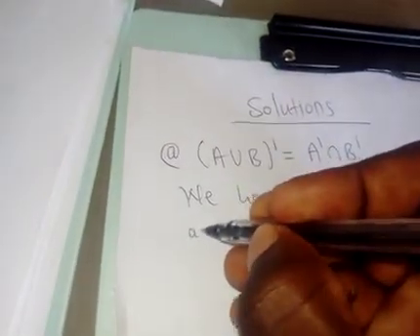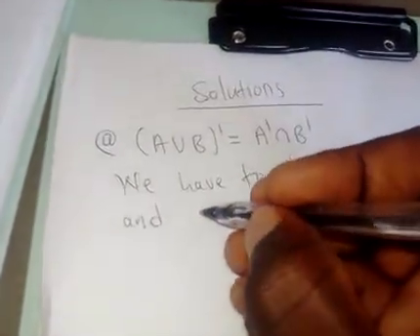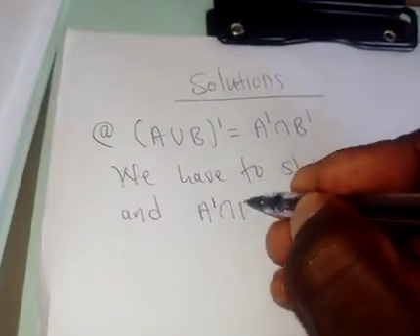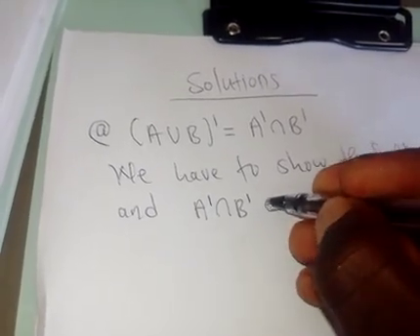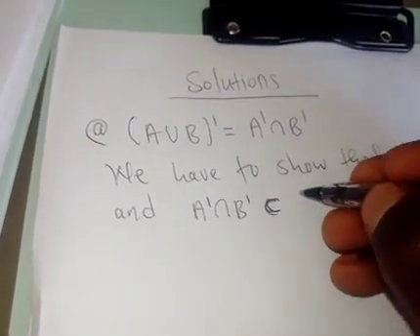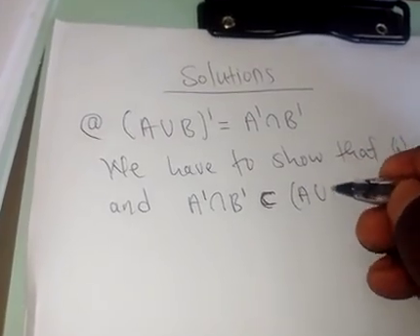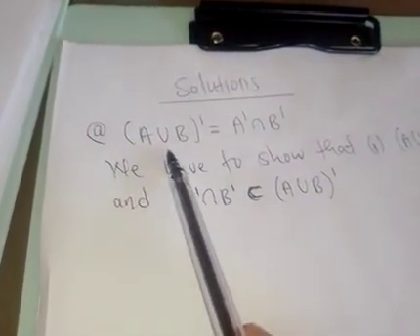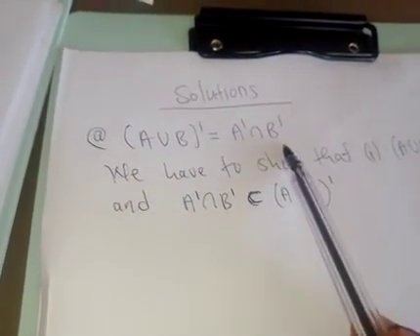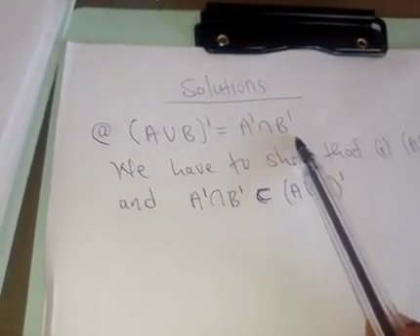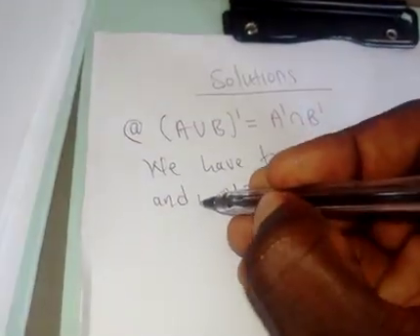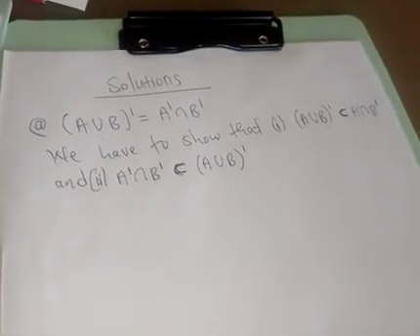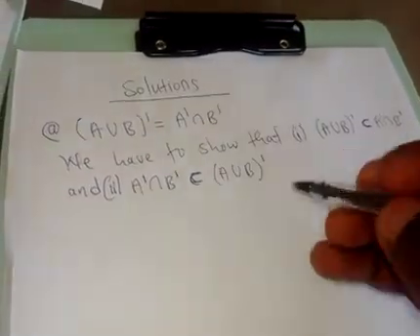And two, what's on the right hand side, A complement intersect B complement, is a subset of (A union B) complement. So we have to show that what's on the left hand side is a subset of what's on the right hand side, and what's on the right hand side is a subset of what's on the left hand side. By so doing, we would have proven De Morgan's laws. So that's the first statement, right?